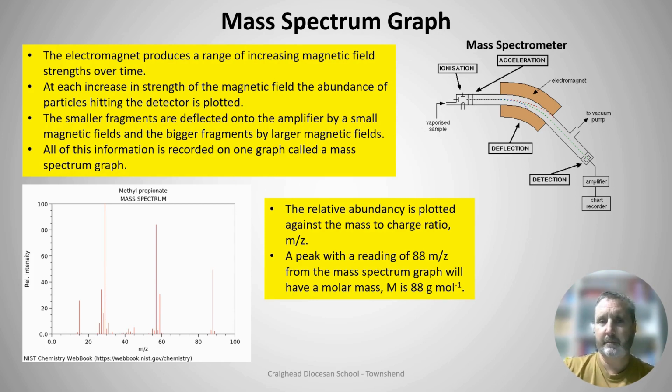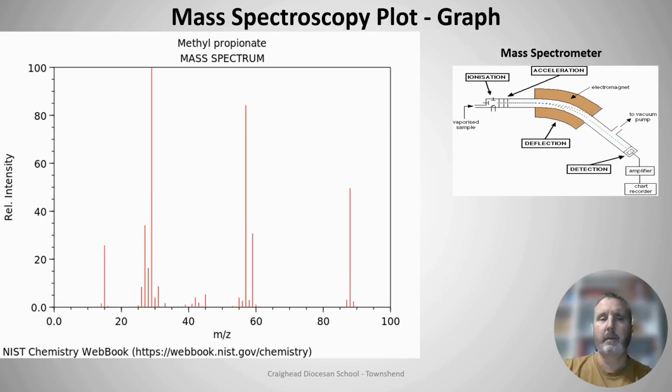Okay, so we produce this mass spectroscopy plot or graph. What does it actually mean? Well, let's have a closer look at it. We have these peaks. Remember, they're measured in mass per charge, but a peak with a mass per charge of 57 actually means that there is a fragment with a molar mass of 57 grams per mole.